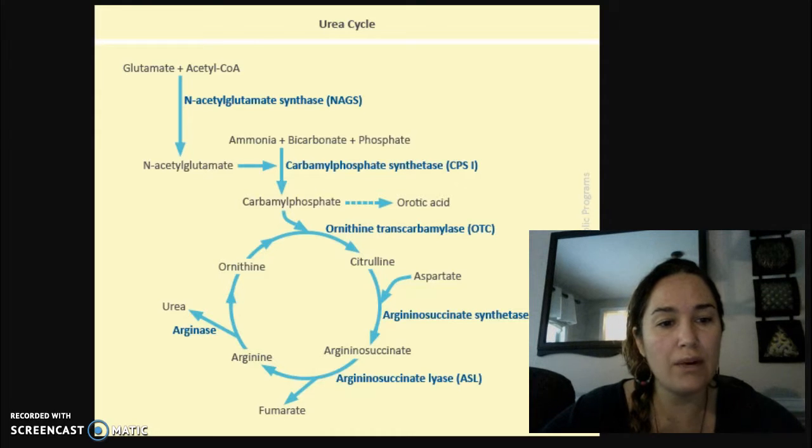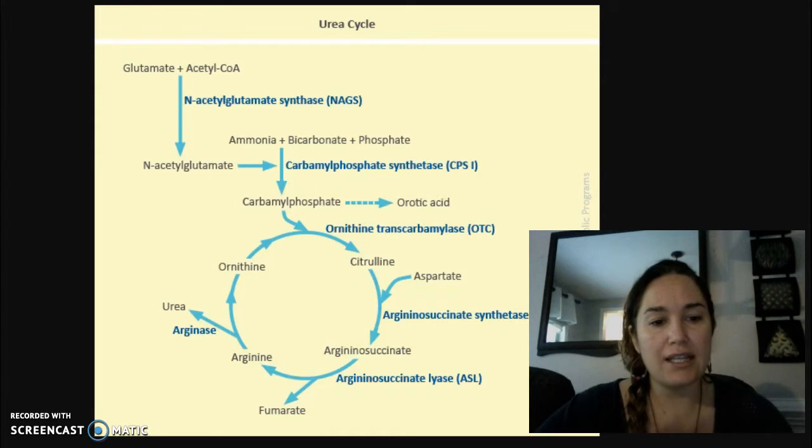So, what we see here in this patient, where the orotic acid levels are elevated, list one urea cycle enzyme that is most likely deficient and one urea cycle enzyme that is least likely to be impaired. So we're going to go ahead and look at that as well.